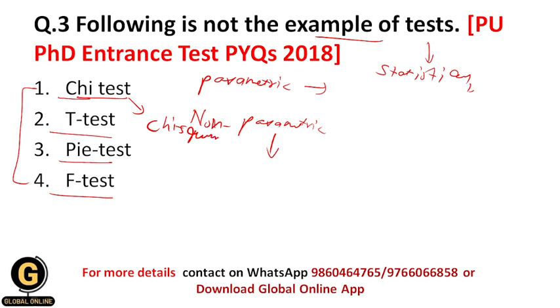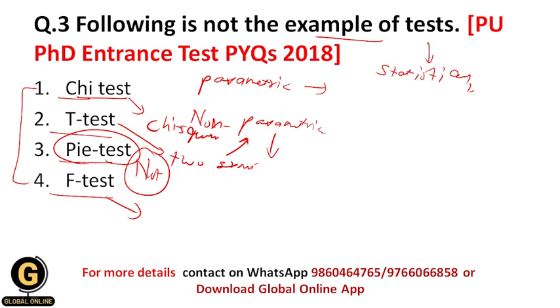Okay, and this is the non-parametric test, and by using chi-square test, we can measure the difference between observed data and the expected data. Okay, t-test is the parametric test. By using the t-test, we can measure the mean differences between two groups. Okay, f-test is again a parametric test, but from these options, pi test is not any kind of statistical test that we can use in the research methodology. That's why here your correct answer should be what? 3, that is pi test.